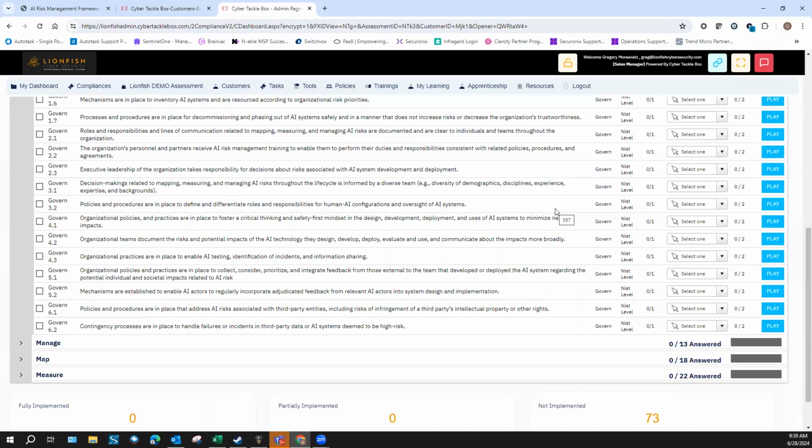Organization policies and practices are in place to foster a critical thinking and safety-first mindset in the design, development, deployment, and use of AI systems to minimize negative impacts. Again, if you have drones that are going to be dropping fire retardant, you want to make sure that you use a logical, critical thinking and safety-first mindset. If you detect fire crews in the area, you may not want your AI drones to drop retardant on those people. It might not be safe. You want to make sure that you build that into your design.